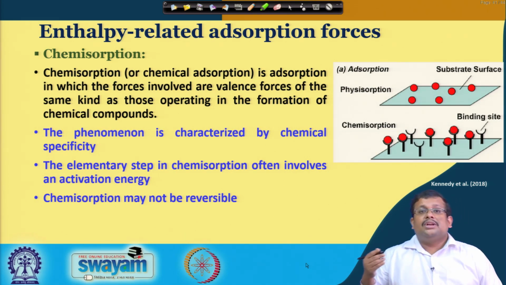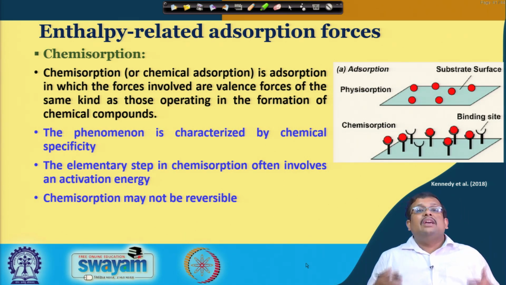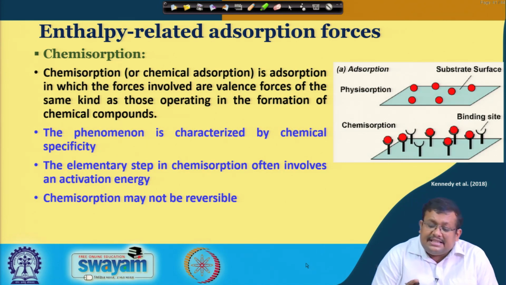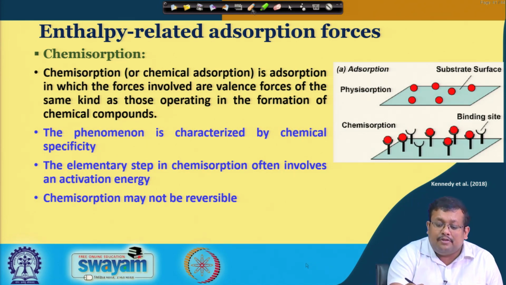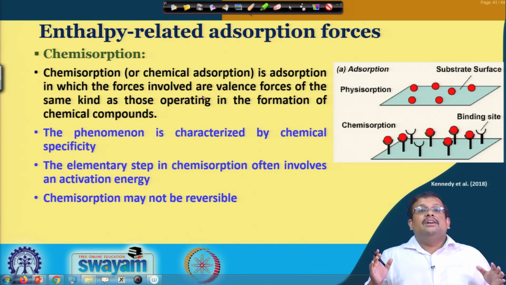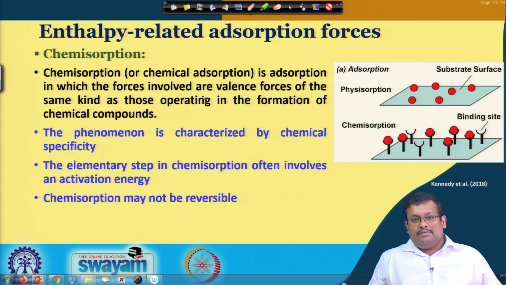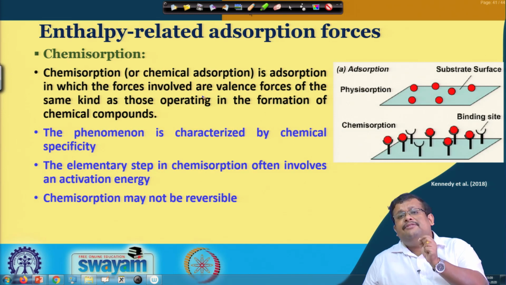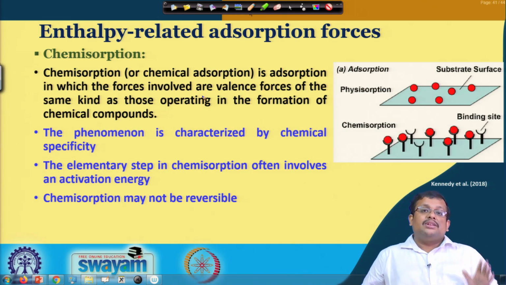Now, chemisorption is the short form of chemical adsorption. This is an adsorption in which the forces involved are valence forces of the same kind as those operating in the formation of chemical compounds. Now, it has some specific features, as you can see.